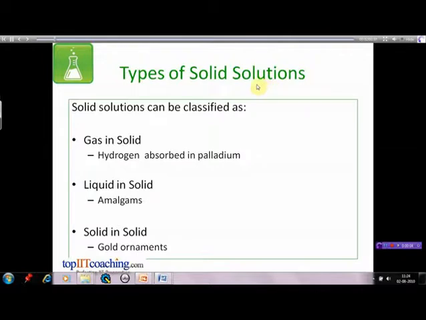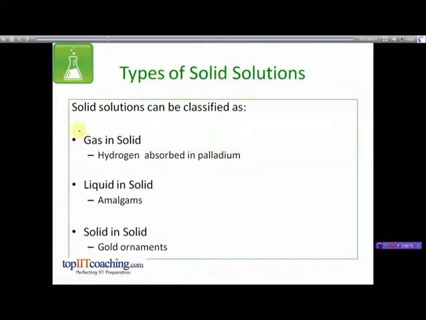The next type of solutions are the solid solutions, in which the physical state of the solvent is solid and the solute can be gas, liquid, or solid. So the first type is gas in solid solutions, in which gas is the solute and the solvent is in solid state. Its example can be hydrogen in palladium.